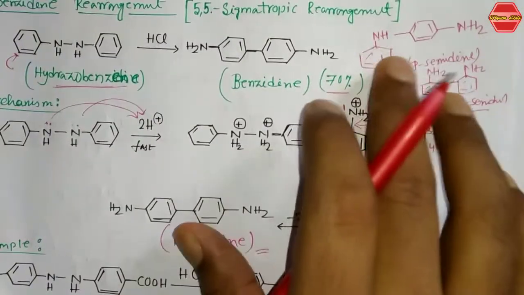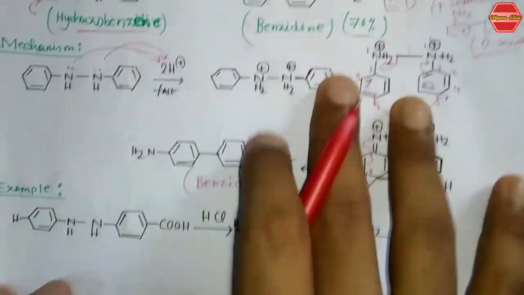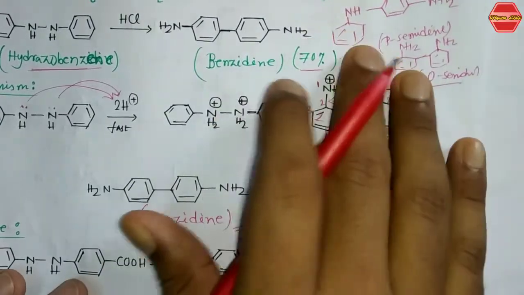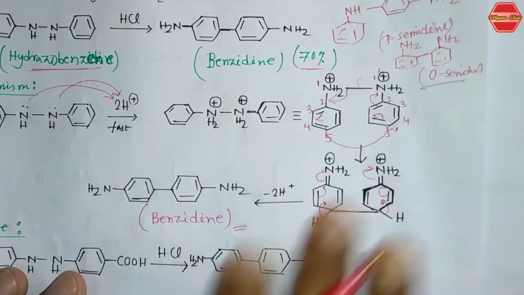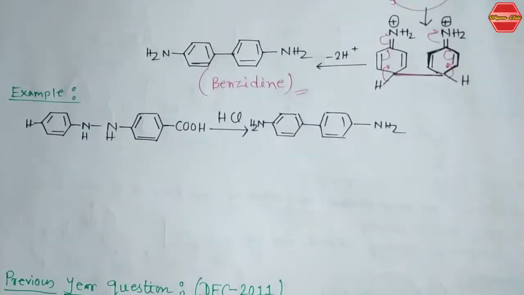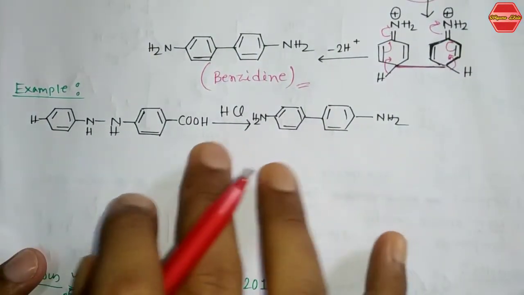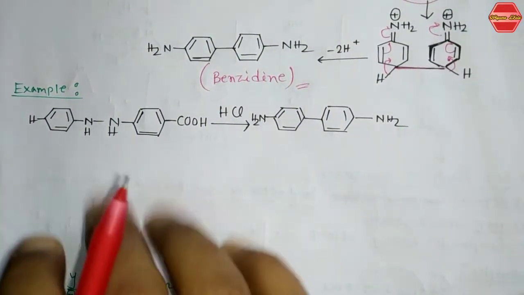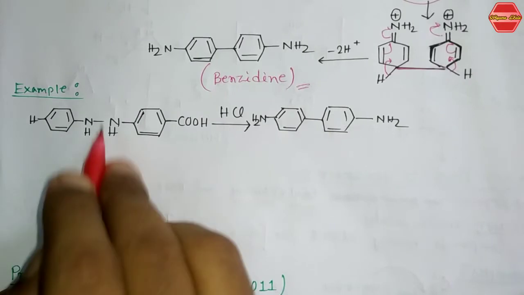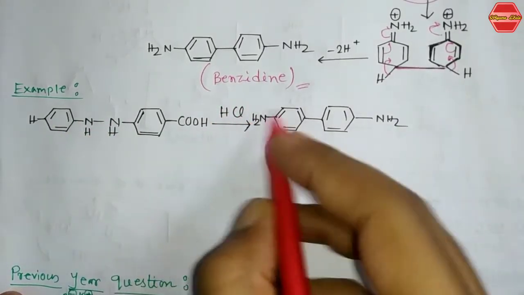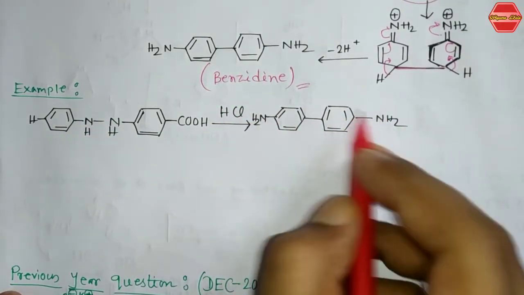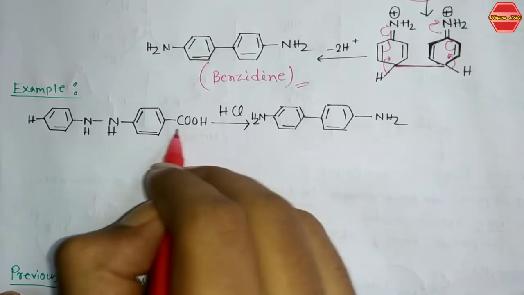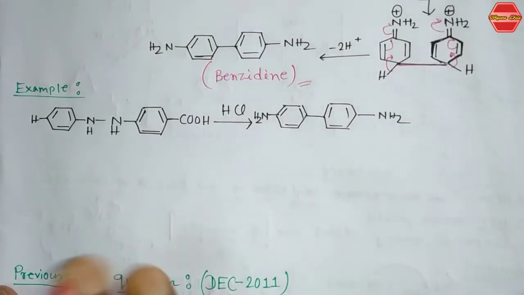So you can see here, this is your semidine, and from this similarly you are going to get this para-semidine or ortho-semidine, like that. So this is all about the semidine rearrangement. Now the next important example of this reaction is when you are using this substrate with HCl, you are going to get this product. So you have the substituent over here, that is COOH, and how to remove that?